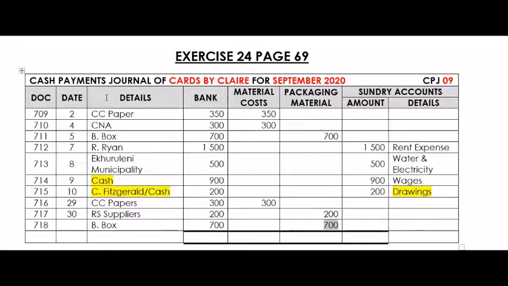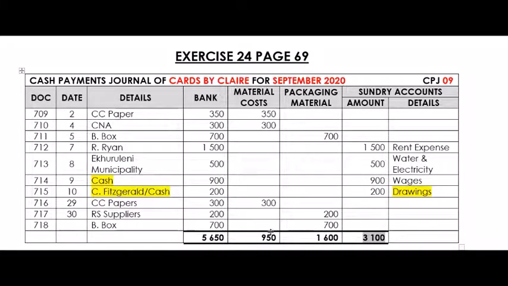And then before you're done, just remember to quickly total your columns. Okay, so if you total the bank column, you will get 5,650 Rand. If you total your material costs column, you will get 950 Rand. If you total packaging, you will get 1,600 Rand. And if you total sundry accounts, you will get 3,100 Rand.